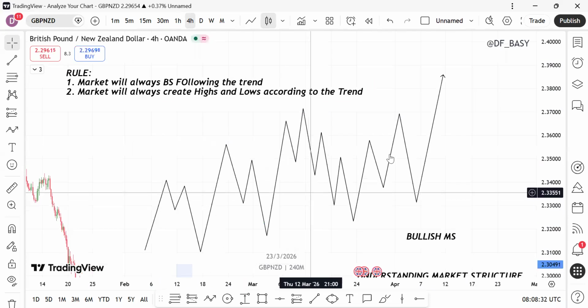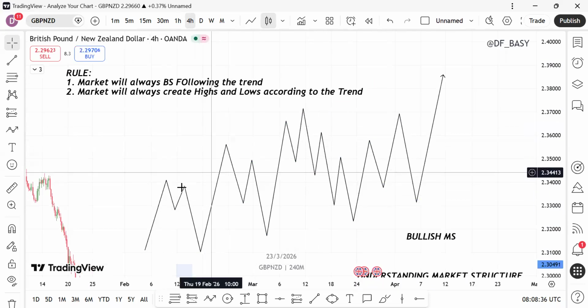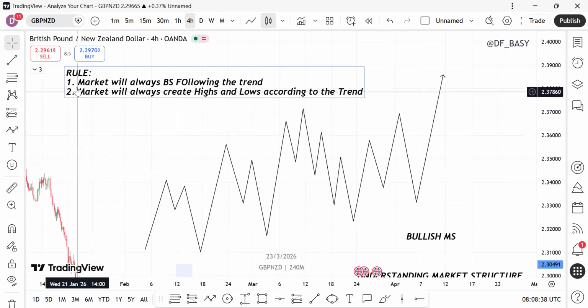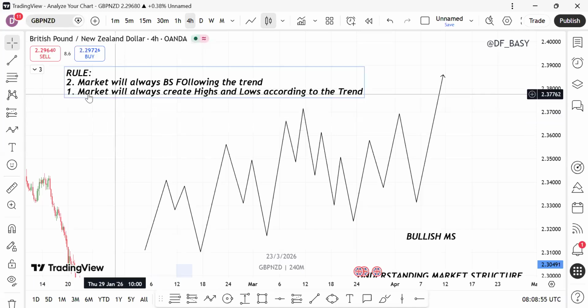If you look at this, where is market breaking structure? I feel the number two rule should come before number one, right? Let me flip this upside down. Sorry. I feel number two rule should come before number one. All right. So we are starting from top to down now.